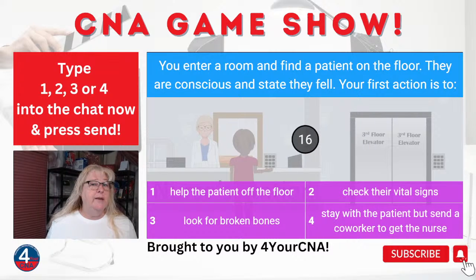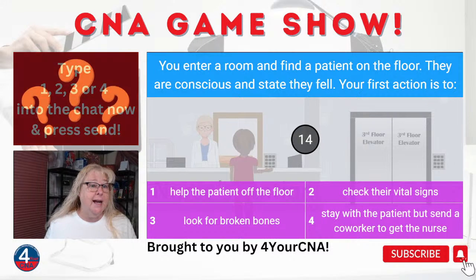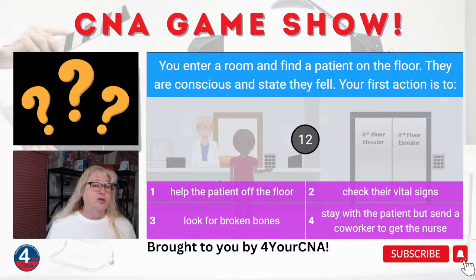Now pay attention to the wording of this question. It says your first action. That means that all the actions are probably appropriate. They're asking for what's going to come first. Got 5 seconds left. Go ahead and lock in your final answer.